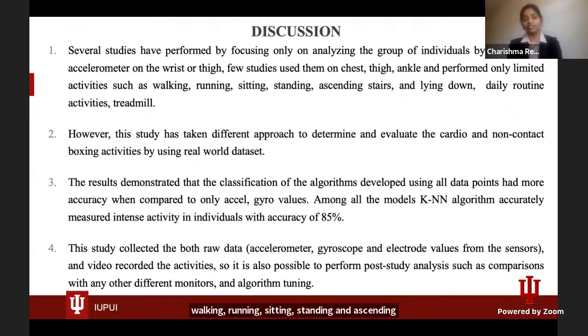However, this study has taken a different approach to determine and evaluate the cardio and non-contact boxing activities using the real-world data set, and the results demonstrated that all algorithms developed for all the data points have more accuracy when compared to that of only the acceleration and gyro values. And this study has collected both the raw data and the video-recorded activities. So it is also possible to perform post-study analysis such as comparison with any other different monitor and algorithm tuning.